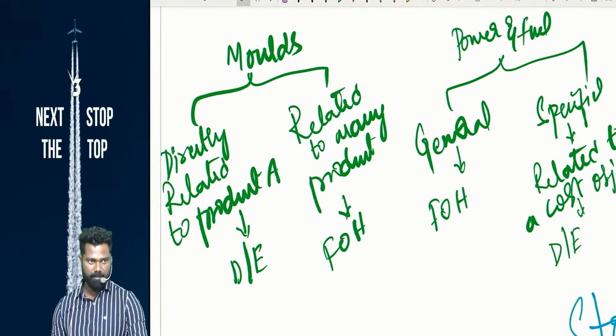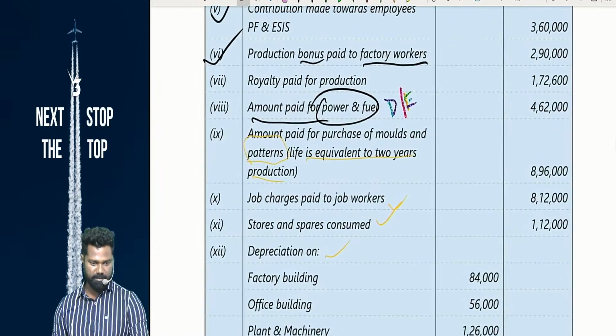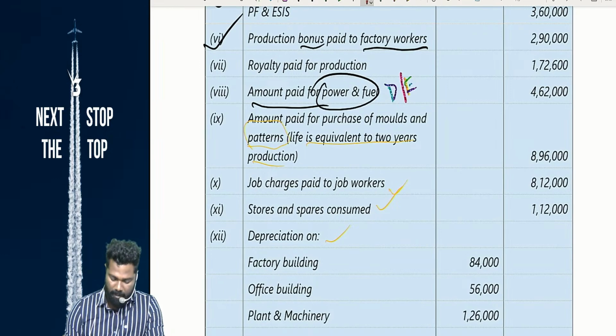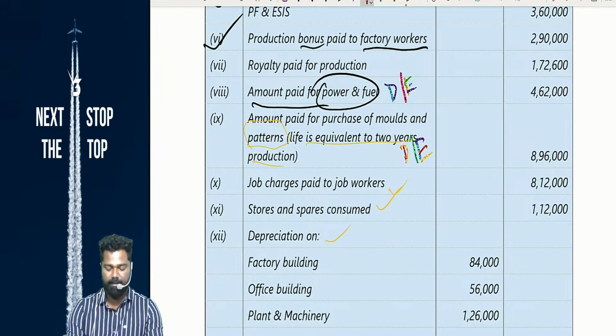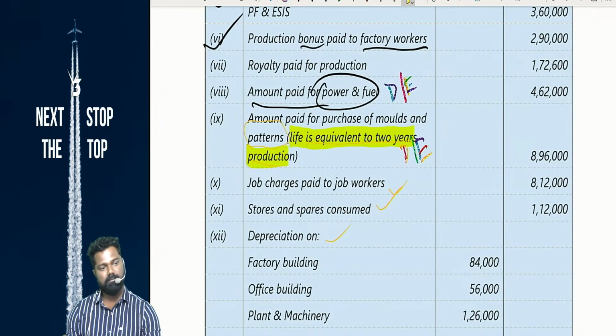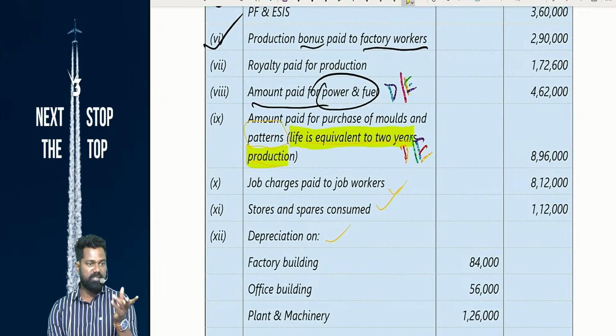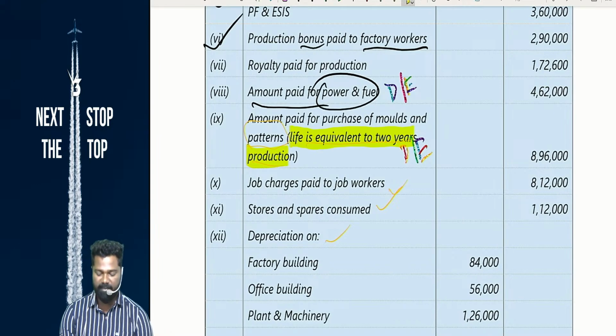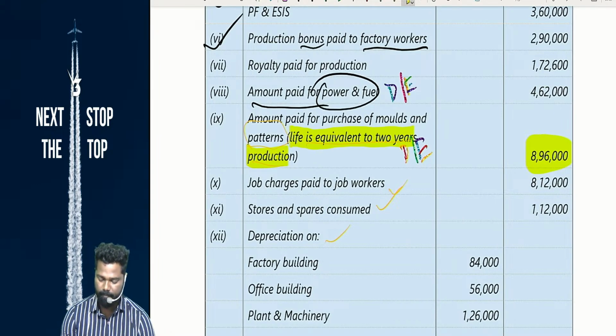Can I proceed? Okay. Next. Tell me, next is what? So, can I treat it as a direct expense? Next to something is given, life is equivalent to 2 years of production. Since we are preparing for 1 year, what will I do? Since I have to amortize it for 2 years, divided by 2. How much is the total amount? 8,96,000. Should I transfer the entire thing?